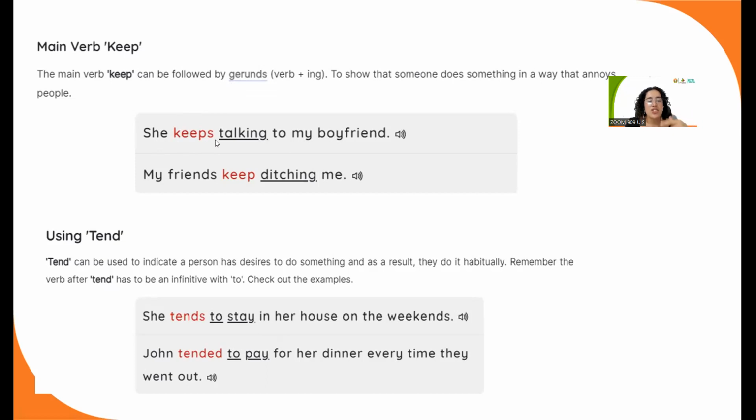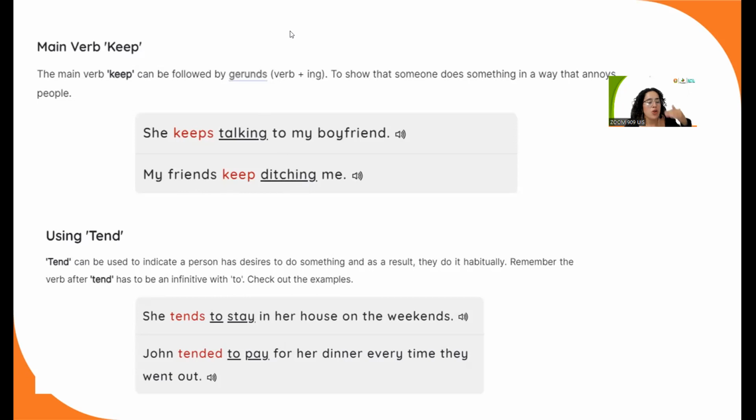She keeps talking. Ella sigue hablando, hablándole a mi novio. She keeps talking to my boyfriend, okay? Or my friends keep ditching me. Mis amigos siguen dejándome, no me invitan, ditching me, right? To keep doing something. Seguir haciendo algo, okay? This is with the verb keep.